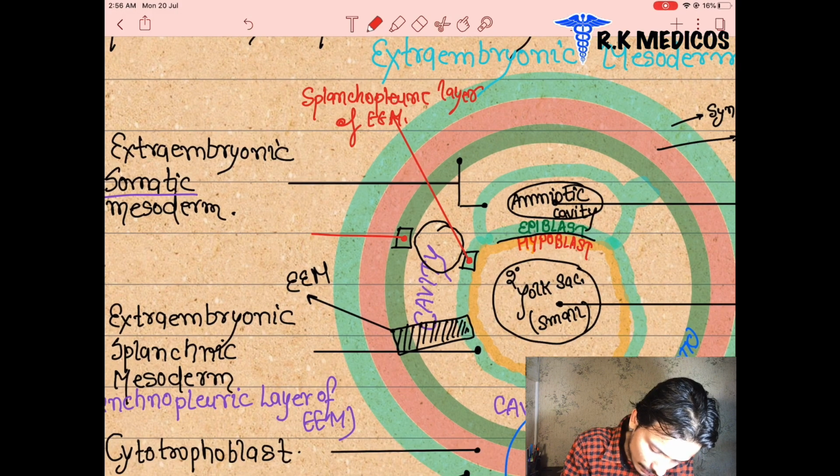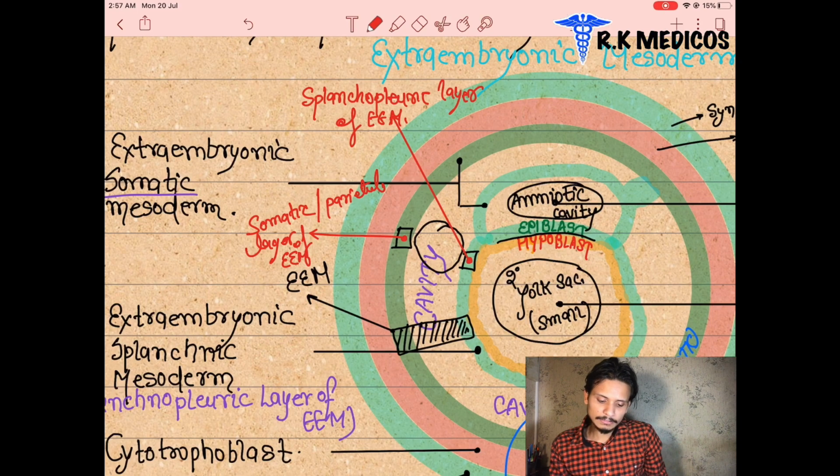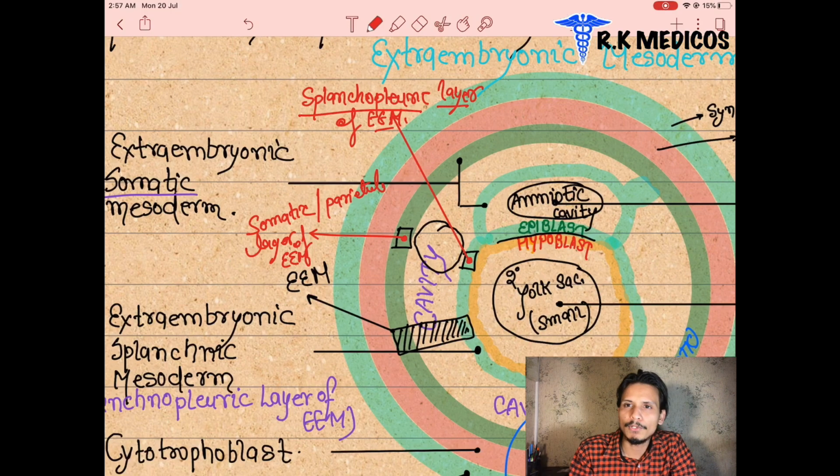This one is called the somatic or parietal layer of extra embryonic mesoderm. So these are the three parts: there is one cavity in the extra embryonic mesoderm and two parts. The innermost part is called the splanchnopleuric layer of the extra embryonic mesoderm, and the outer one is called the somatopleuric layer of extra embryonic mesoderm.